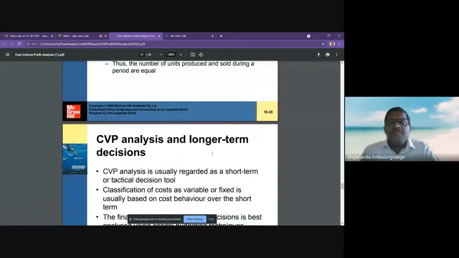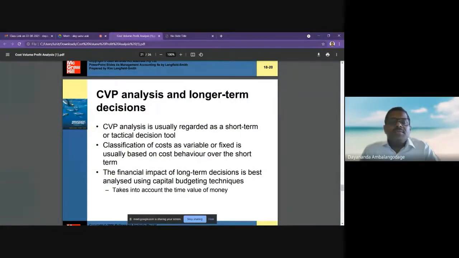That's what I explained. CVP analysis is usually regarded as a short-term tactical decision tool. Classification of cost as variable and fixed is usually based on cost behavior over the short run. Financing impact on long-term decisions is best analyzed using capital budgeting techniques. So this technique is applicable only for short-term decisions, maybe short-term pricing, capacity decisions, or planning. Next month's sales volume, how you are going to plan the business operation, that's a kind of short-term decision.